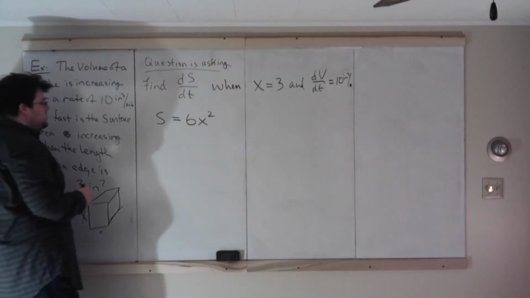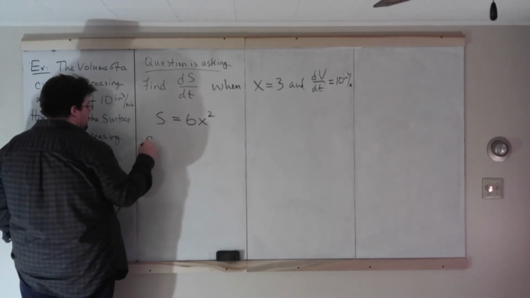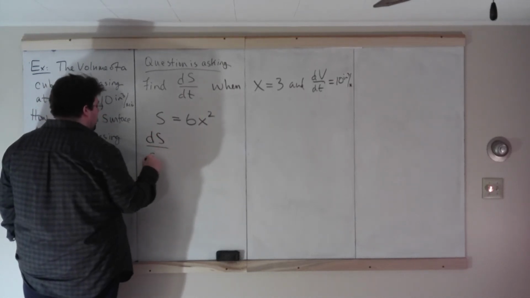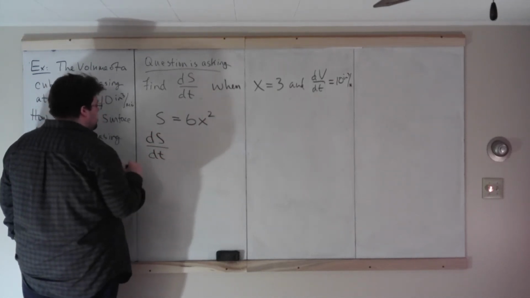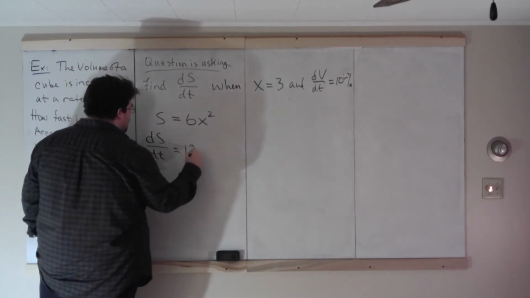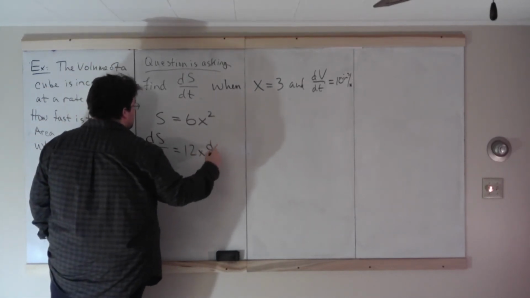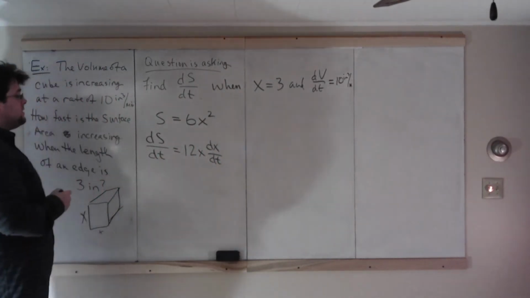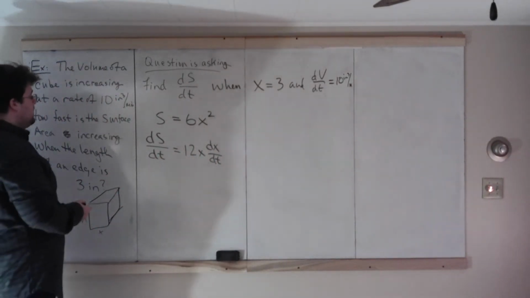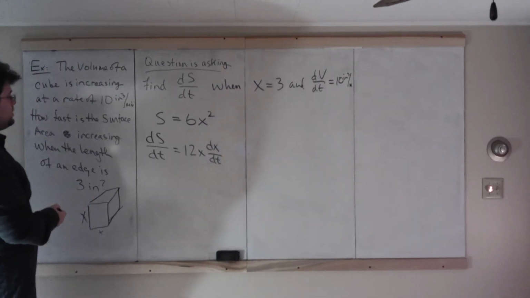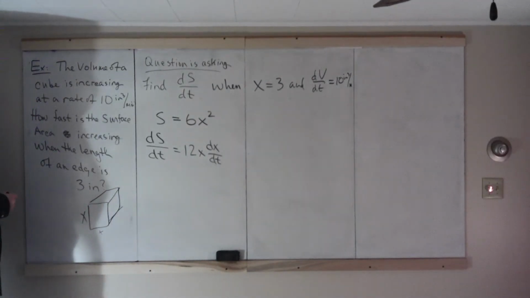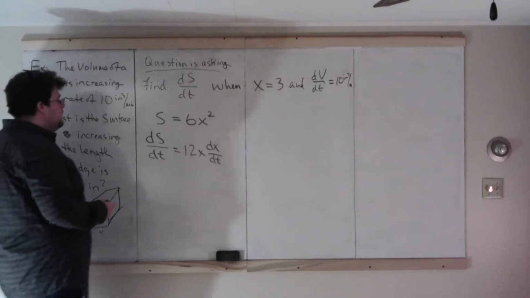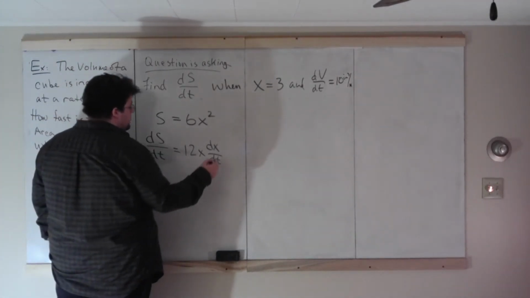Well, find dS/dt. Differentiate with respect to time. The left side we get 1 dS/dt. The right side we get 12x dx/dt, 6 times 2x. x and surface area are changing as time is changing, so you need a chain rule here.